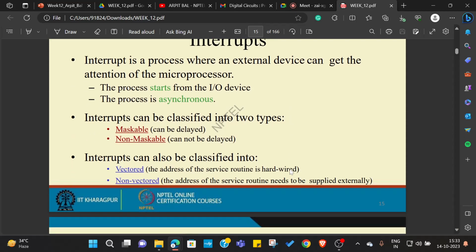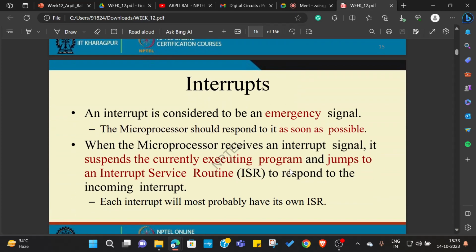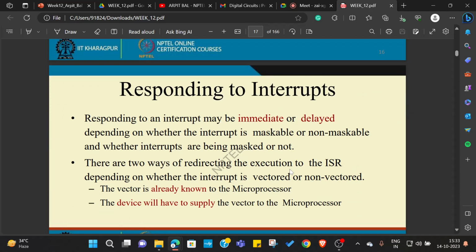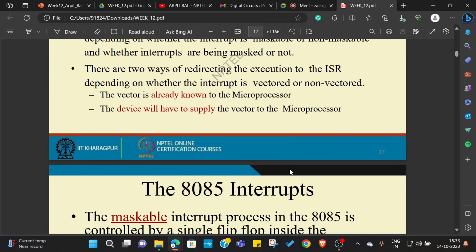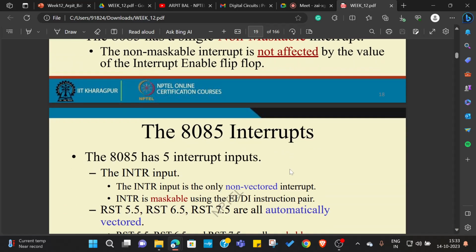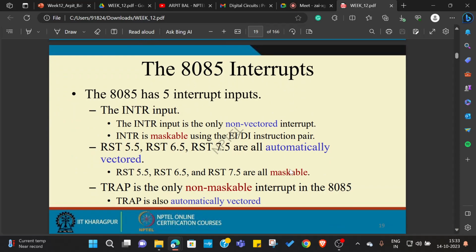Then a few things related to interrupts. The response to an interrupt can be immediate or delayed depending on whether the interrupt is maskable or not. And for a non-vectored interrupt, the address has to be supplied by the device which is calling for the interrupt. I suggest you remember which are the vectored interrupts and which are the non-vectored interrupts.